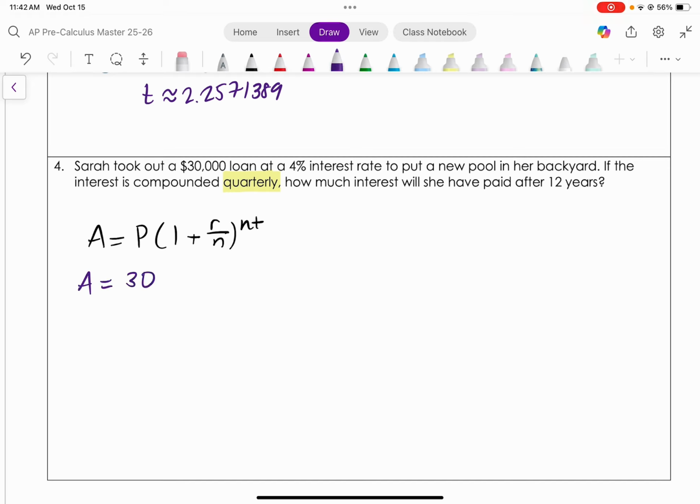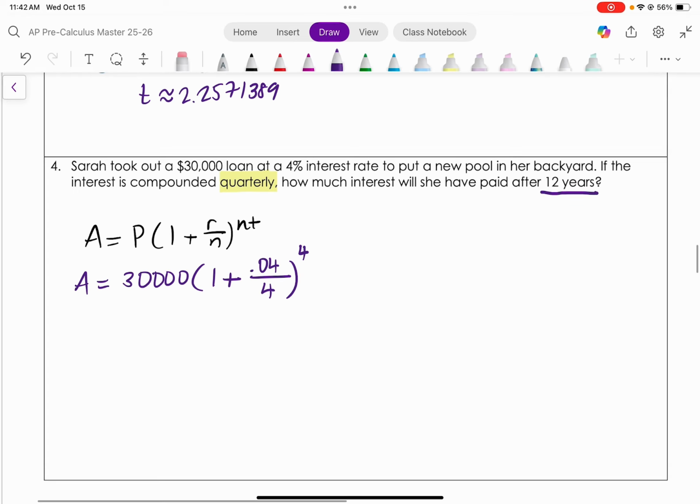We started with a $30,000 loan. 1 plus, we have a 4% interest rate, compounded quarterly, 4 quarters in a dollar, so quarterly is 4. And then we're doing it for 12 years, so it would be 4 times 12. You can put the 48th power there if you want. And then you can go directly to your calculator and type this in. So we would get $48,366.78.